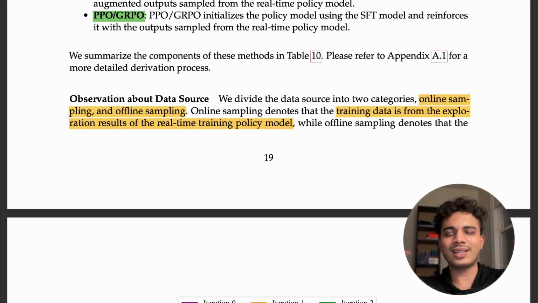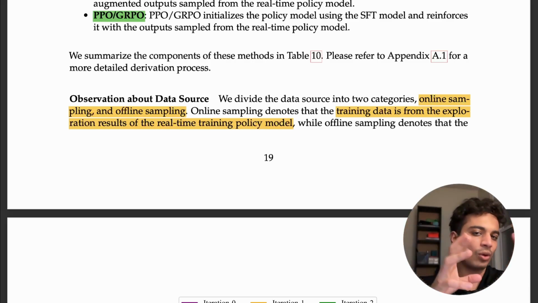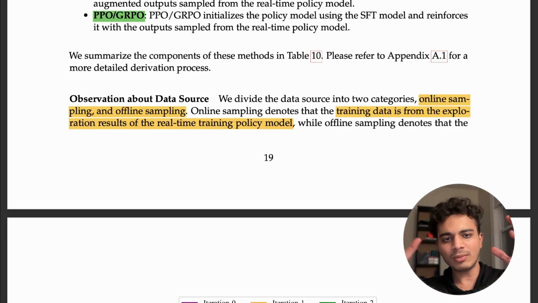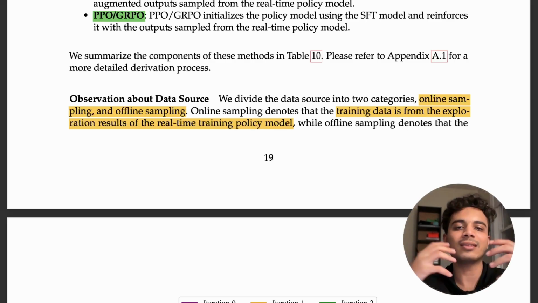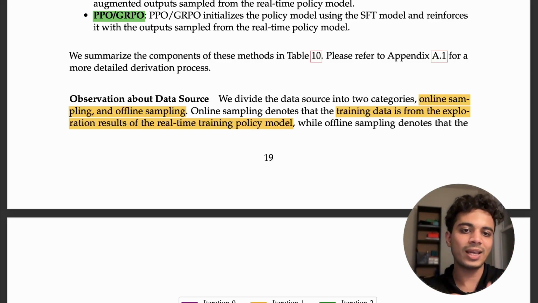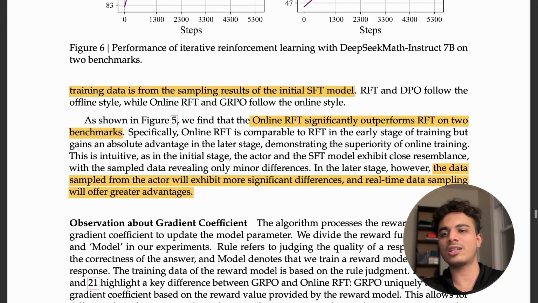So they have categorized this entire data source into two categories: online sampling and offline sampling. Online sampling means that training data is from exploration results of the real-time training policy model. So whenever we are running this policy, whatever observations we get from that, that is sampled as online sampling or online data. Whereas offline sampling denotes that the training dataset is from sampling results of the initial SFT model. So we already have that entire dataset.